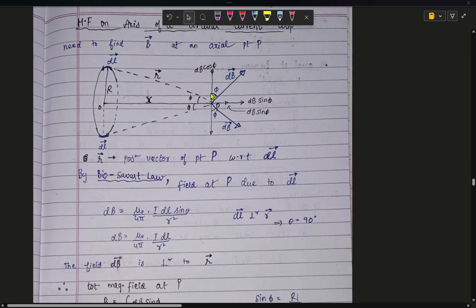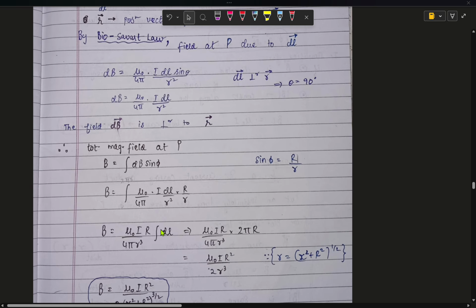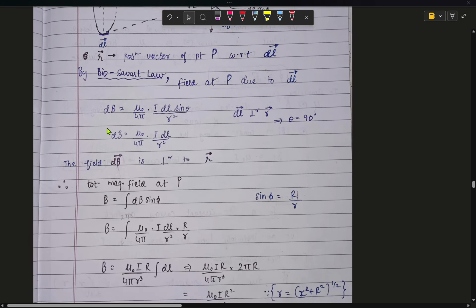What is sine of phi? Here, this is the phi angle we are having. What is sine? Opposite by hypotenuse: capital R divided by small r. So that's what they have written. And you integrate with respect to the length. dl, if you integrate, you will get the 2 pi r, the complete circumference.